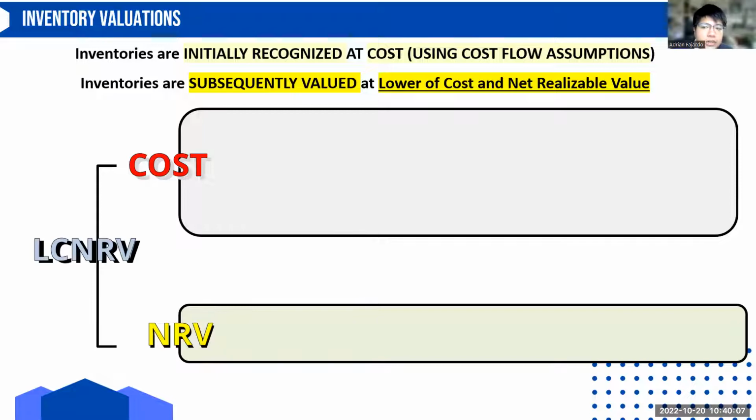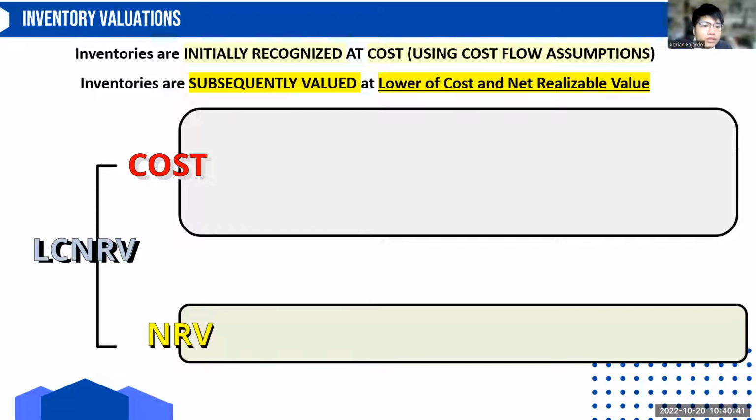And inventory should be subsequently valued at what we call LCNRV. So it sounds complicated, right? But it's literally lower of cost and net realizable value. Meaning, when you are subsequently valuing your inventory, you ask yourself 2 things. What is the cost of this inventory? What is the NRV of this inventory? And then I will value it at the lower.